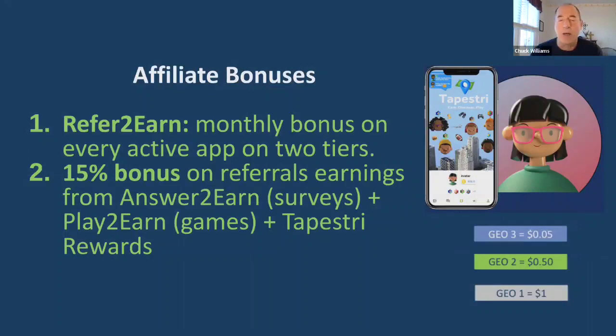$19.95, not per month, but per year in Geo 1 and Geo 2. In Geo 3, our affiliates are only $4.95 per year. That's a small cost.